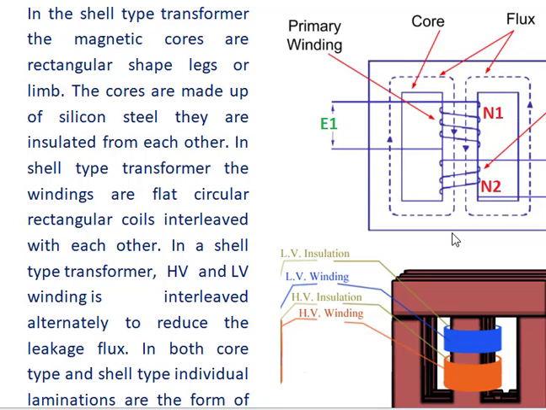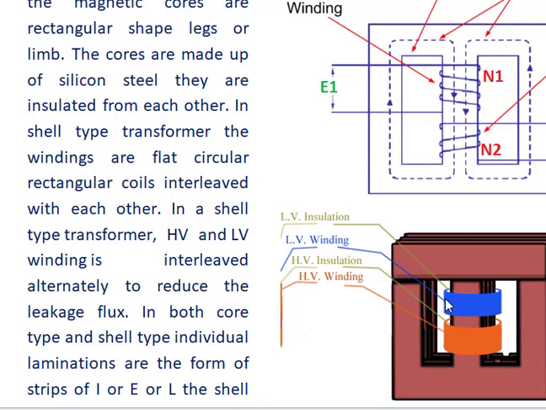These are made up of E-shaped strips and I-shaped strips. It is like the alphabet E, and it is like I. E-shaped strips and I-shaped strips are arranged like this. So the body of the core is formed using these two strips.